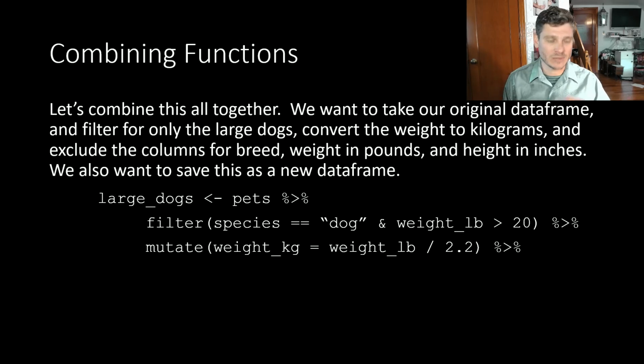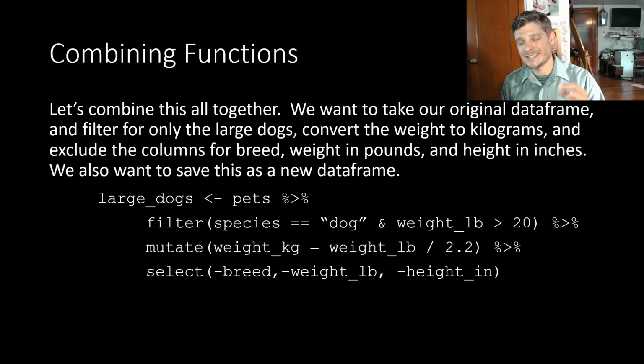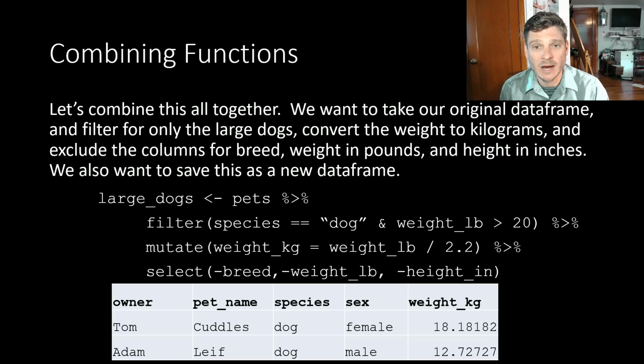So mutate, that's my mutate function. I'm creating a new column called the weight in kilograms, which is the weight in pounds divided by 2.2. And I'm taking that result and piping it into my select function, where I'm getting rid of the breed, the weight in pounds, and the height in inches, and it will result in this modified data frame where I only have my two observations. There's only two things in my data frame where they were both dogs and larger than 40 pounds. I converted the weight to kilograms and created that column, and then I got rid of the columns that I didn't care about, which were the breed, the weight in pounds, and the height in inches.